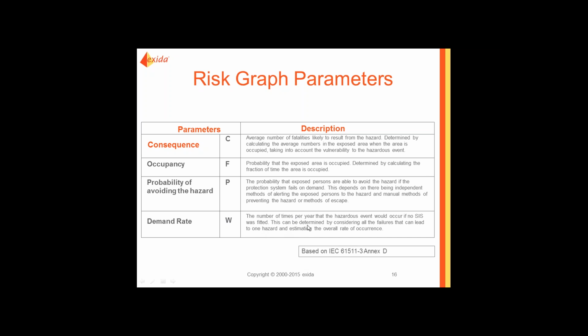Then the demand rate is the number of times per year that the hazardous event would occur if no SIS was fitted. And of course, this can be determined by considering all the failures that can lead to one hazard and estimating the overall rate of occurrence. And this is based upon IEC 61511-3 Annex D.